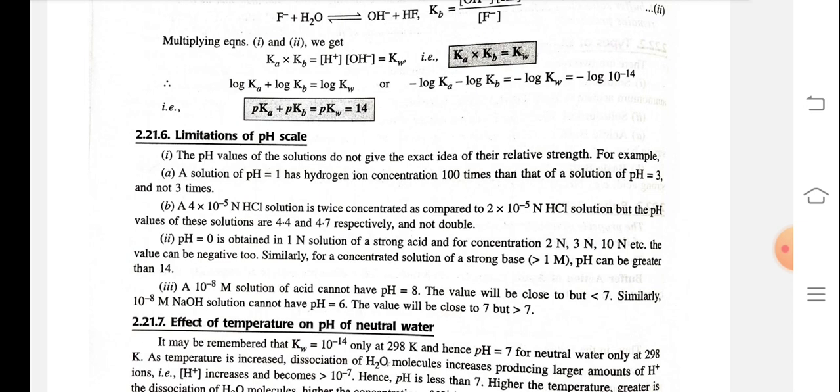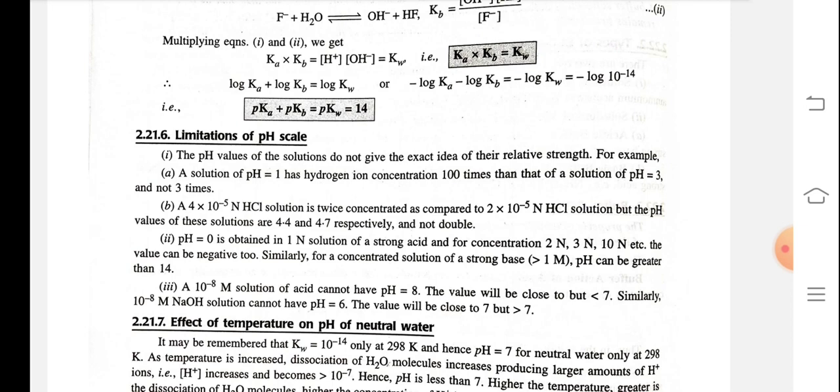A 10 raised to power minus 8 molar solution of acid cannot have pH equal to 8. The value will be close to but less than 7. Similarly, a 10 raised to power minus 8 molar NaOH solution cannot have pH equal to 6. The value will be close to 7 but greater than 7.